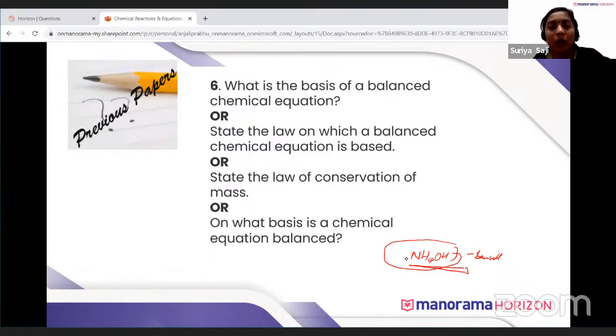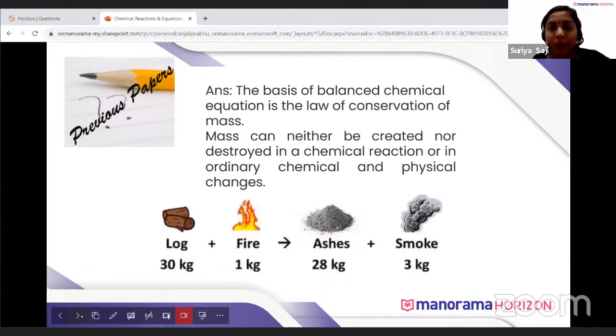So at any cost, you have to study this question completely, like on what basis a chemical equation is balanced. A chemical equation is balanced based on the law of conservation of mass. Total mass of the reactants reacted will be equal to the total mass of the products formed. So this is the basis of balancing a chemical reaction, the law of conservation of mass. Don't forget this.